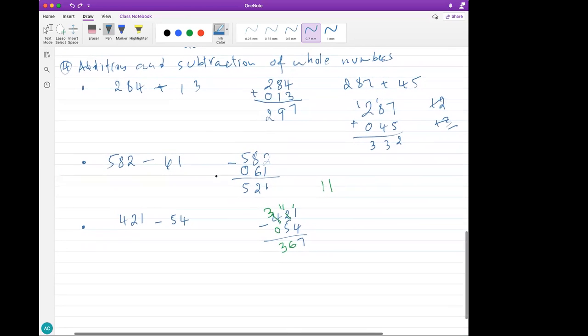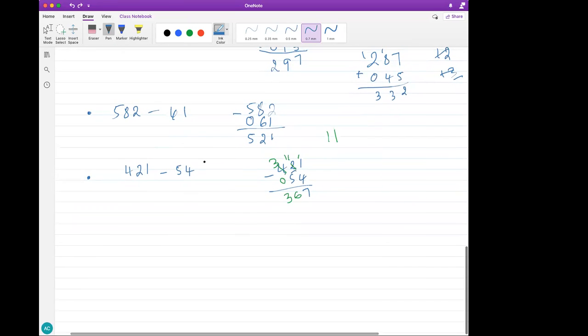Addition and subtraction. I don't know, should we do a large one with millions? Let's do something like this.